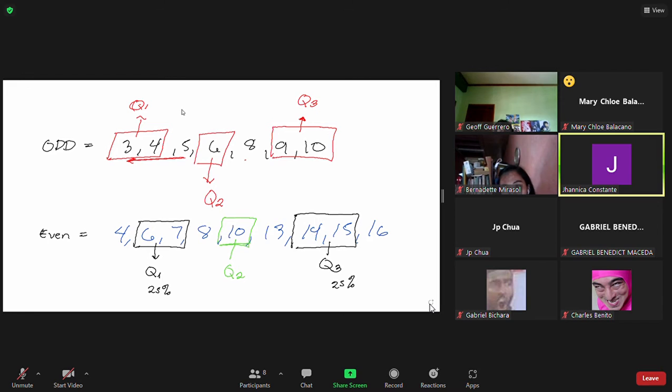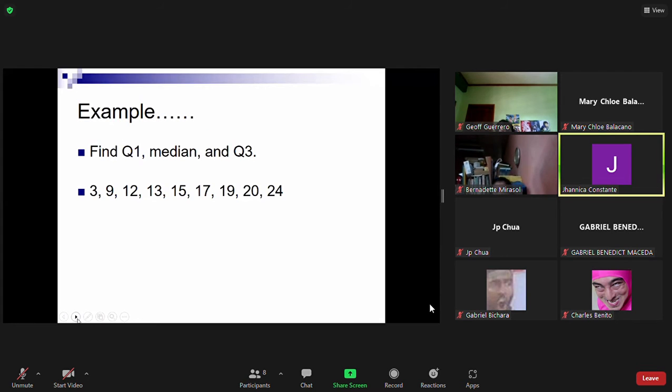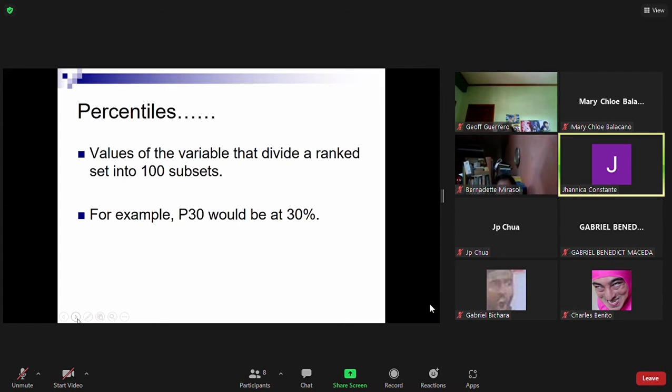Okay, so let's proceed with percentile. Percentile is the value of the variable that divides a ranked set into 100 subsets. For example, we are solving for percentile 30. That means we are solving for a particular percentage of the set of data that we have. That's why it's called percentile. We're solving for a percentage of a set of data that we have.